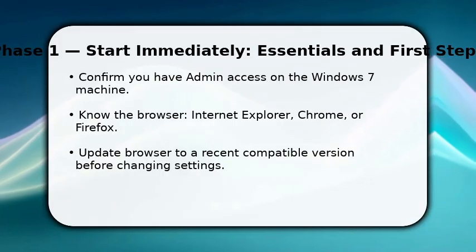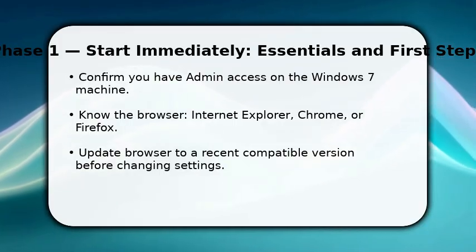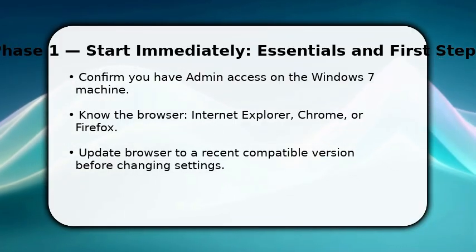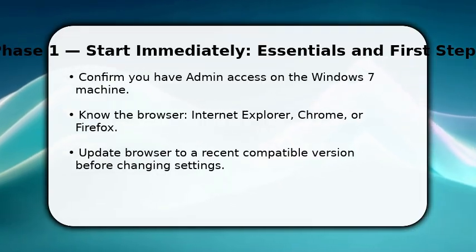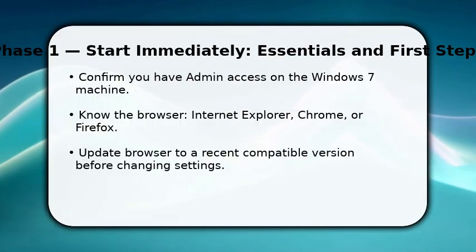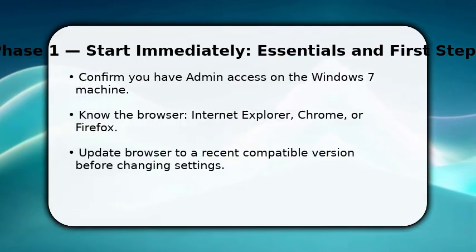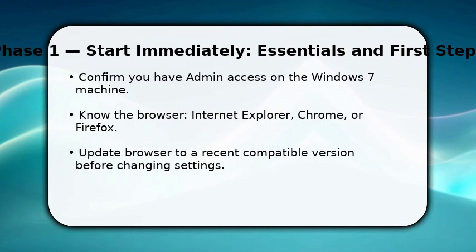Open Internet Explorer or Chrome now. If you use IE, press Alt to reveal the menu. Navigate to the Tools menu, then Internet Options. This is where you'll change scripting. For Chrome, open Settings and type JavaScript in the search box. These first steps put you directly into configuration mode.